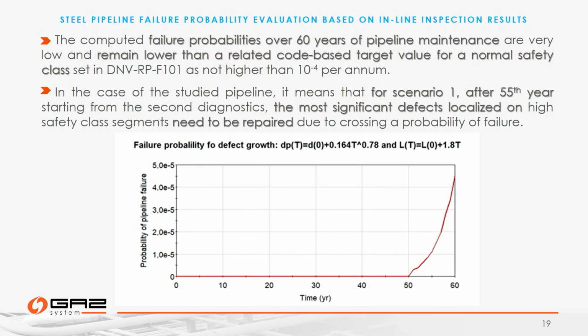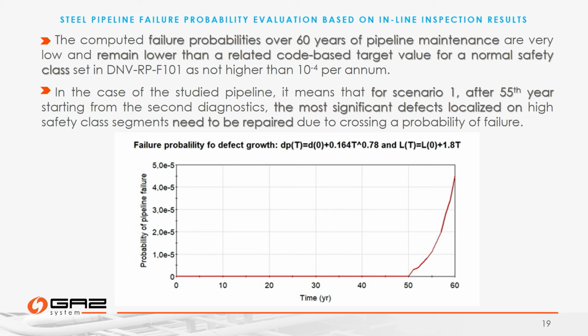And coming to the probability calculation, which is the topic of my presentation, here is shown the computed failure probability over 60 years of pipeline maintenance, and for many years until 5 years of pipeline operating after the second diagnostic, the failure probability is very low, and after the 15th year, the failure curve, also the failure probability curve here for scenario 1.